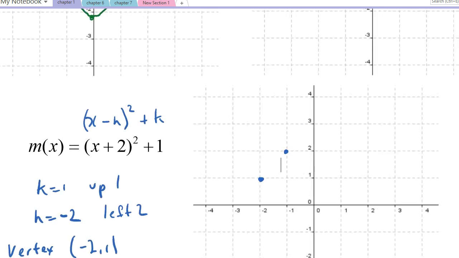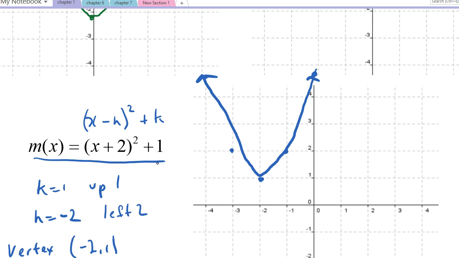Then I fill in the rest of my dots over 1 and up 3, 1, 2, 3, just past the edge of my graph. Over 1 and up 1, 2, 3. And so here is what my new graph is going to look like. Didn't do quite so well, kind of missed that dot over there. So this is what m of x is going to look like.